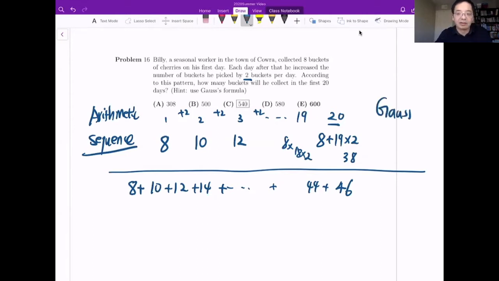This was discovered by Gauss when he was around 7 years old. According to the story, his teacher asked the whole class to calculate the sum from 1 all the way to 100, and Gauss found the trick to do it. So let me remind you of the trick.